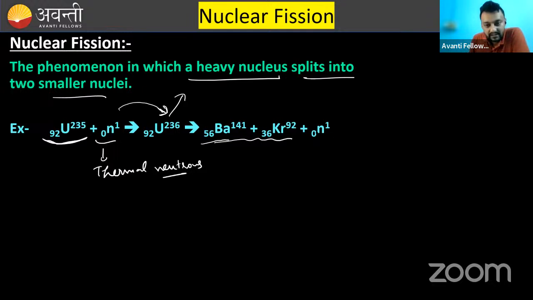And in the whole process, three neutrons were ejected. And these are called fast neutrons. Fast neutrons means they possess a lot of energy.